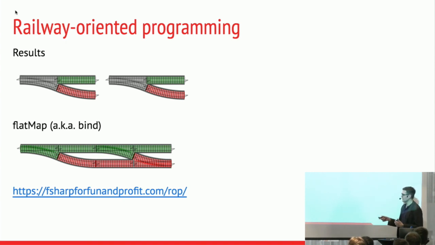And what flat map is about is taking these two switches and combining them so we get a new set of tracks. And as long as everything goes right, we stay on the green track. But once something goes wrong, we go to the red track and we can never get away from it.